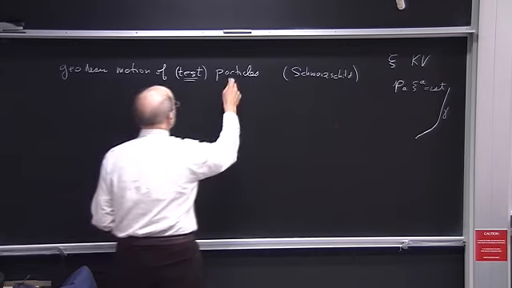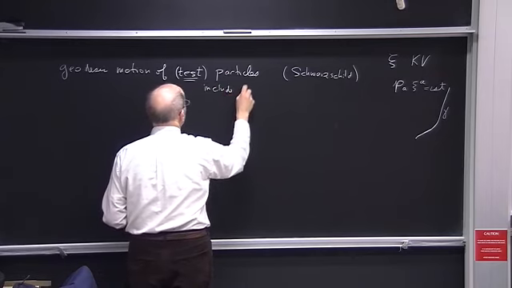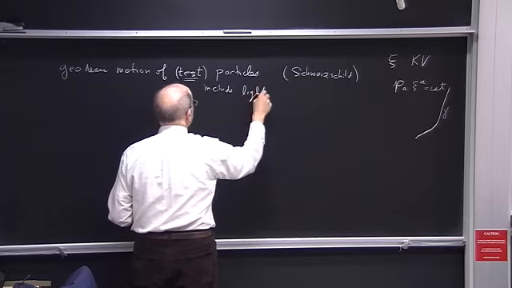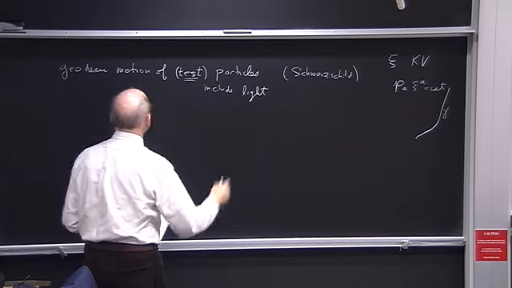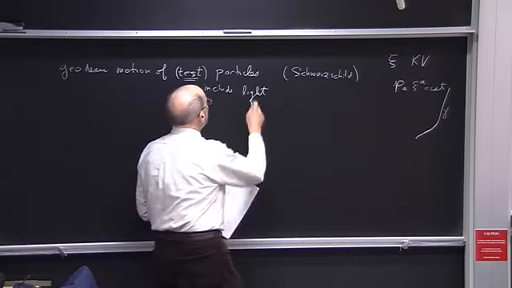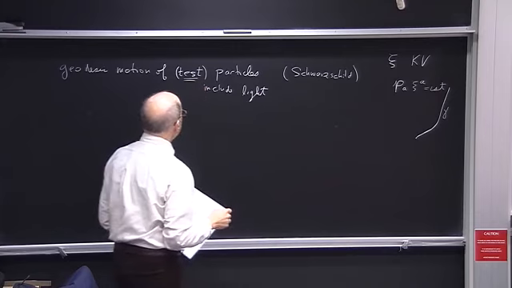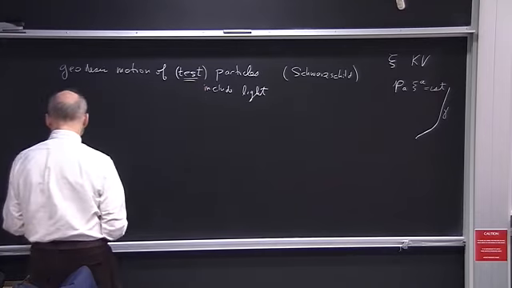These test particles will also include light, or what we might call light if we ignore the question of polarization. So basically, we're working out the trajectory, the world line, of what you might call a test photon.